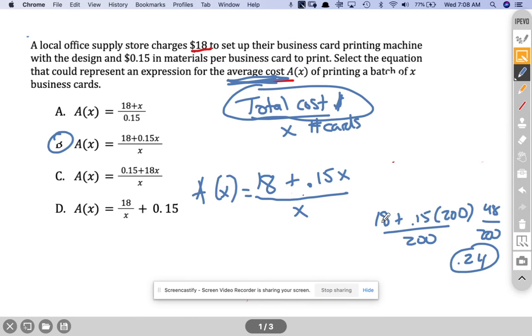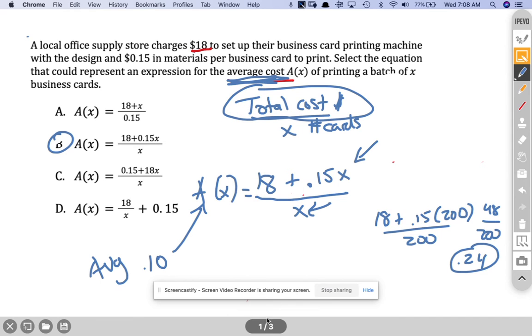Okay. Now, if I said we want the average to be 10 cents per card, if I tell you the average, that's where it's going to be plugged in. Your choices are plugging it into either the x's, which would be the number of cards, or plugging the average right into the average spot. Okay. So let's take a look at another example.